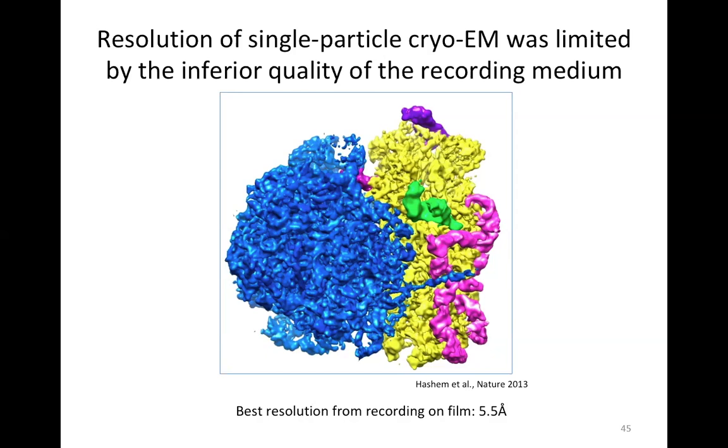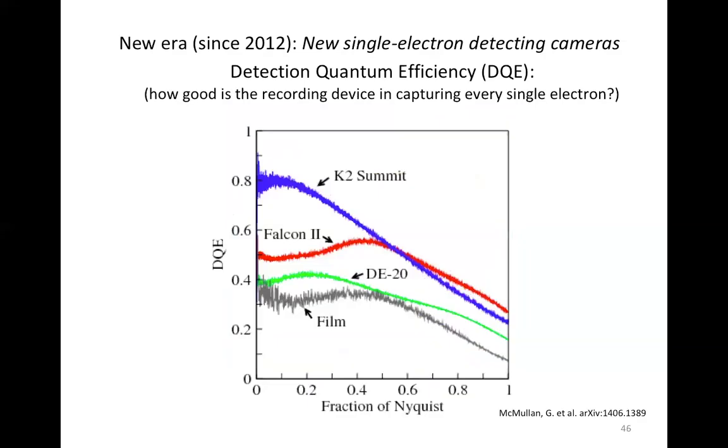But we got stuck somewhere, and other people got stuck too with an asymmetric structure. Never anything was achieved beyond this kind of resolution, beyond 5.5 angstrom resolution. And then came the very big excitement from the introduction of the single electron detecting cameras. So it was a new recording technology.